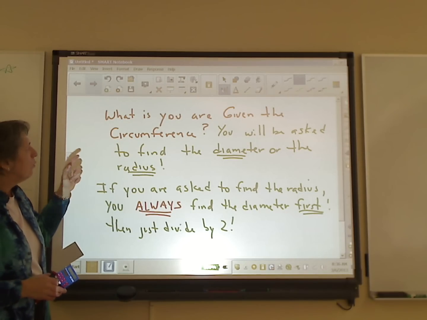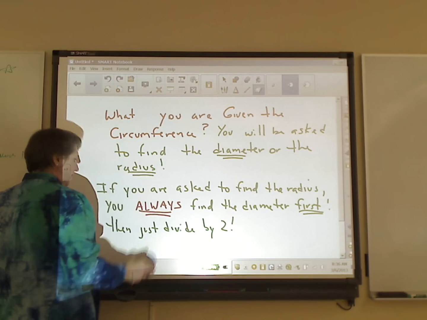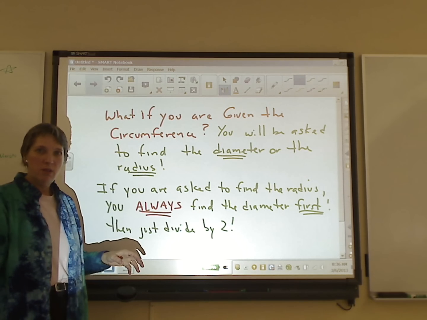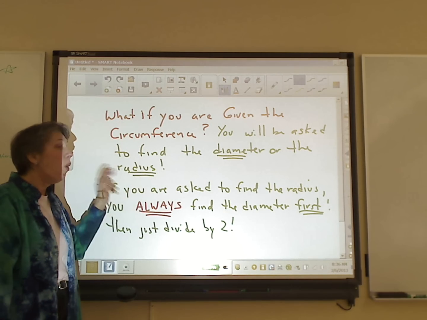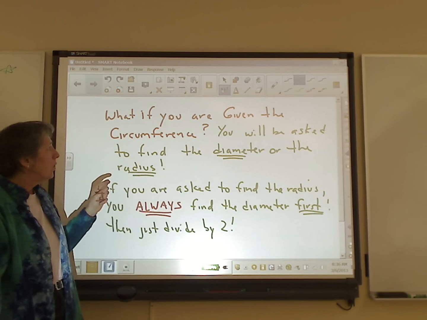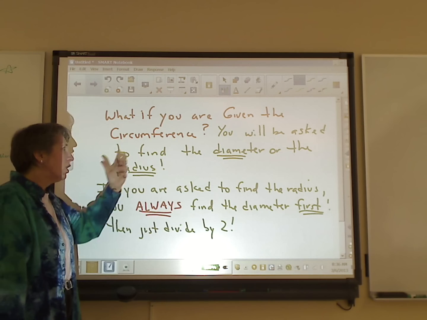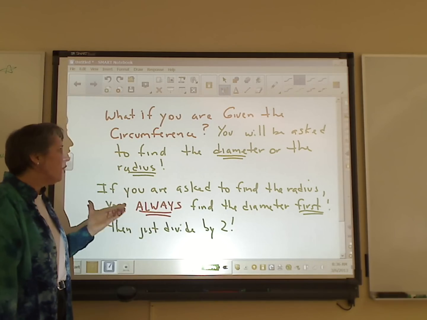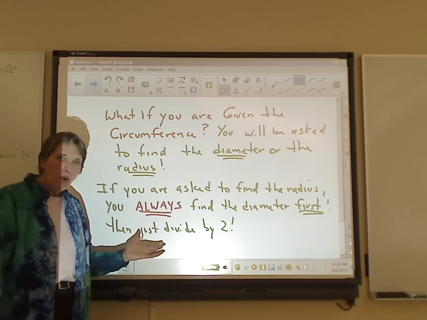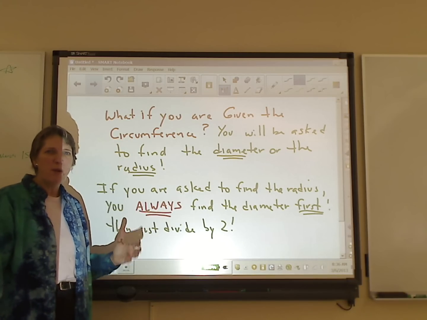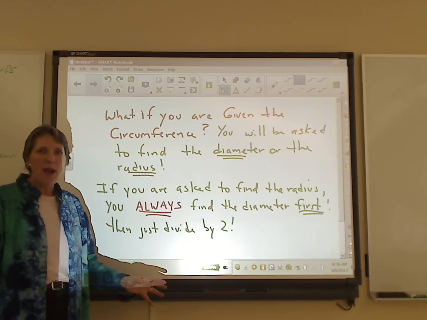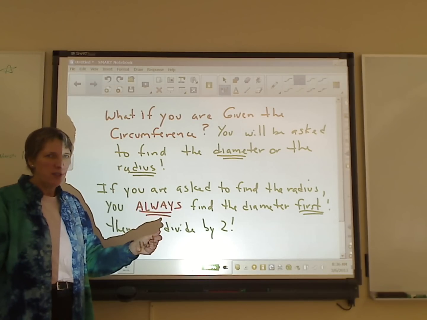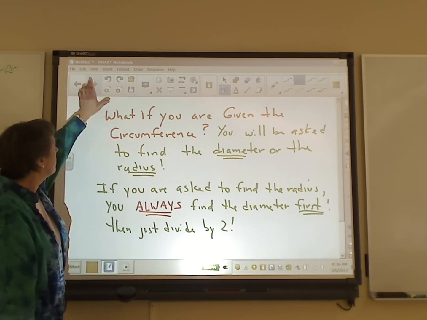What if you are given the circumference and you're going to be asked to find the diameter or the radius? We're going to have to go backwards. If you are asked to find the radius, you always find the diameter first and then divide by 2. So no matter what they ask for, when they give you the circumference, you always find the diameter first, then divide by 2. I'm going to show you.